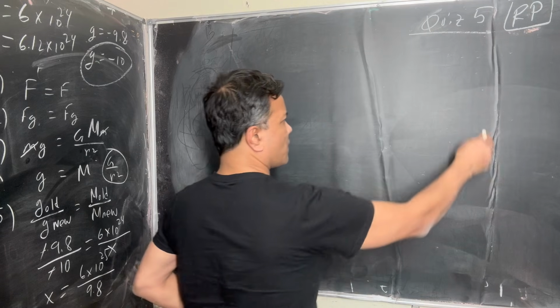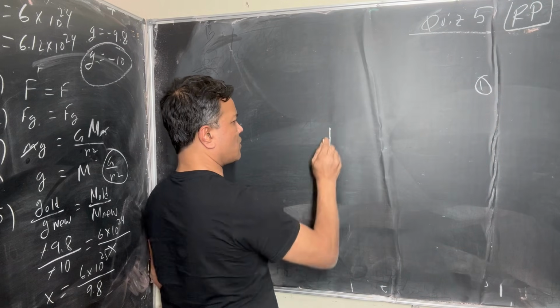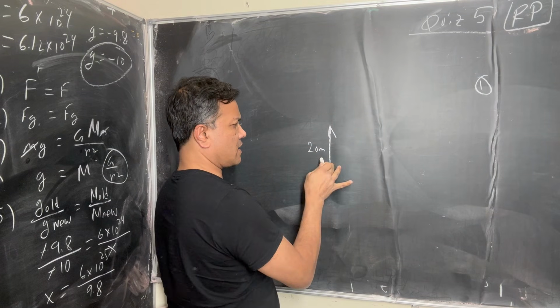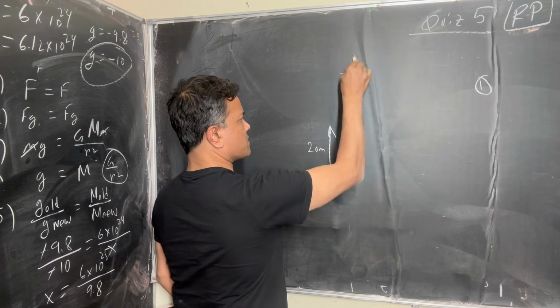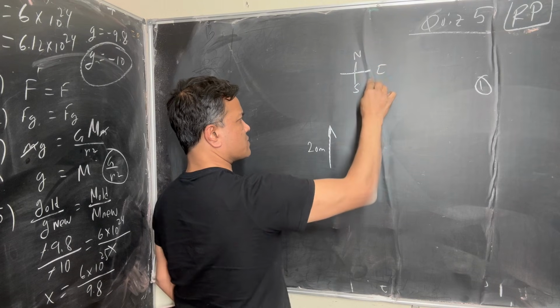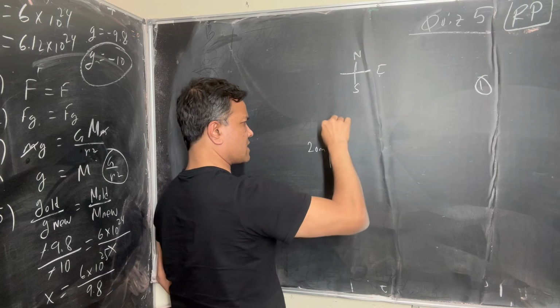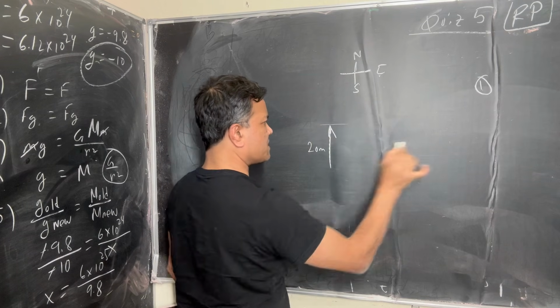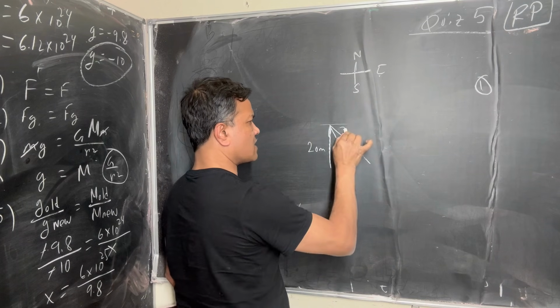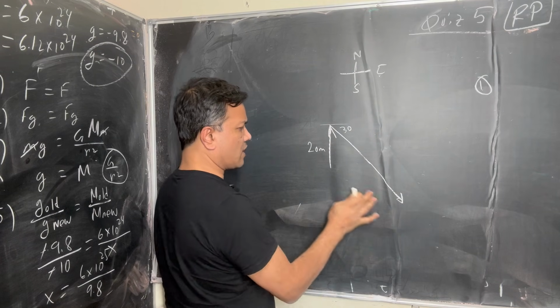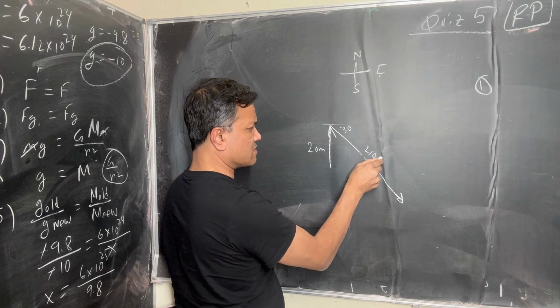The problem number 1, you move 20 meter to the north, and then remember this one, this is north, this is south, this is east. So you move northeast 30 degree. So 30 degree means there is an invisible x-axis. So this is 30 degree northeast. So then make it longer because this is double, 40 meter.